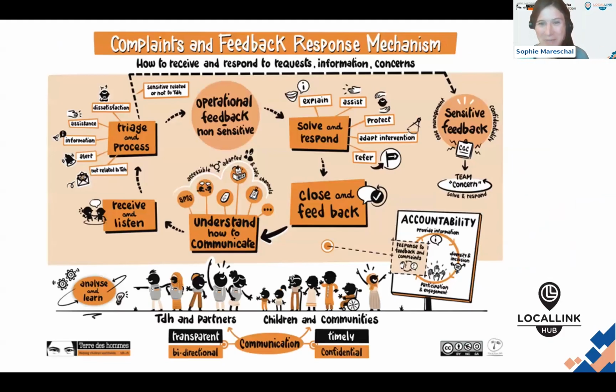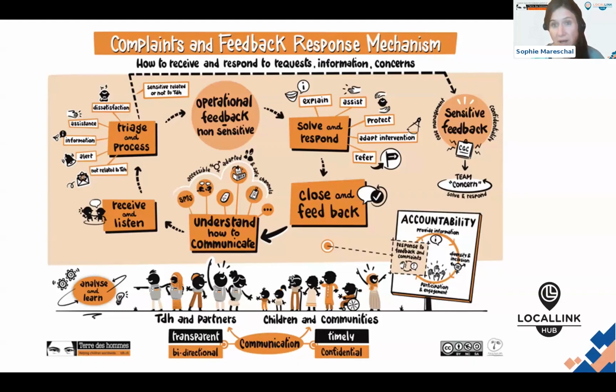And this is what a complaints and feedback response mechanism looks like, how we wanted to summarize what it actually is. You see that it starts with finding how to communicate ideally with the communities in a transparent way, in a timely way, in a safe way, and in a bi-directional way. So it's not just us towards the community or the communities towards us. It's a cycle, no? And the first step is to understand how to communicate with the different groups we work with. So it articulates different communication modalities together that would enable us to receive and listen to concerns, feedback, information, and then organize this information to make sure that we can actually solve an issue and respond and learn and improve.